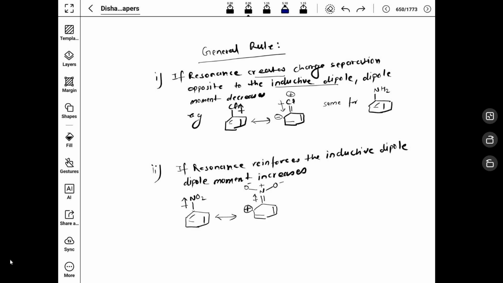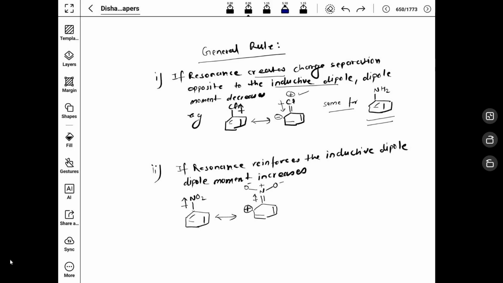But during the resonance, the positive charge comes on the chlorine and the negative charge on the carbon, and therefore the direction of the dipole moment is reversed, and hence the resulting dipole moment will be less than expected due to this resonance. And same for aniline also.